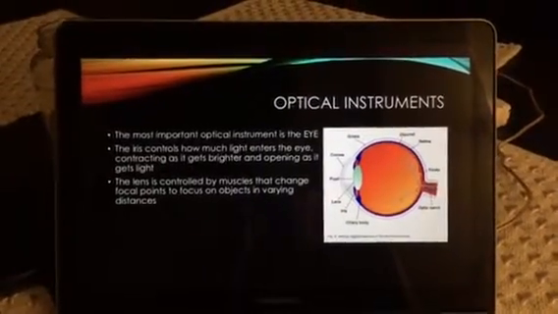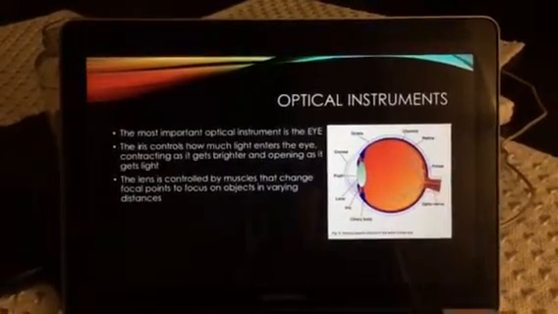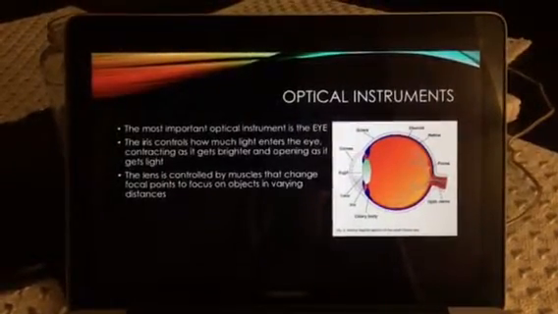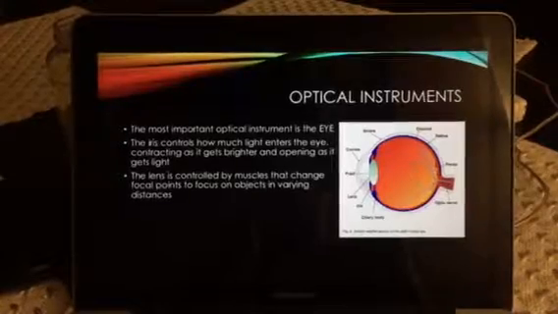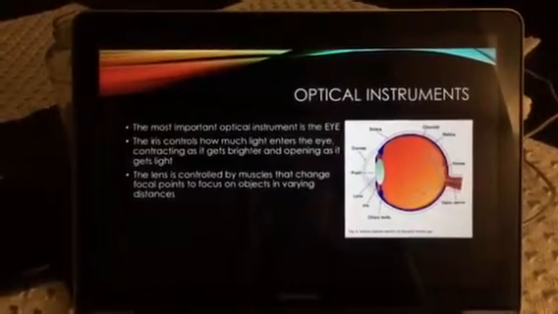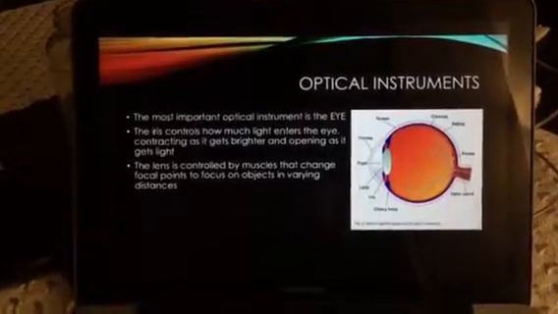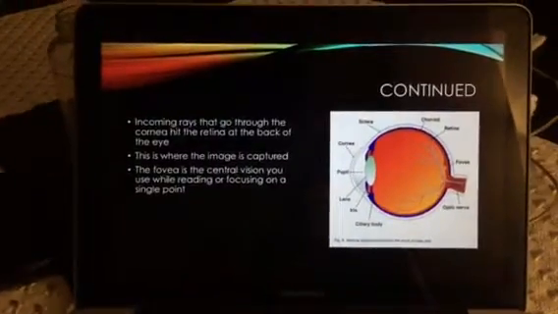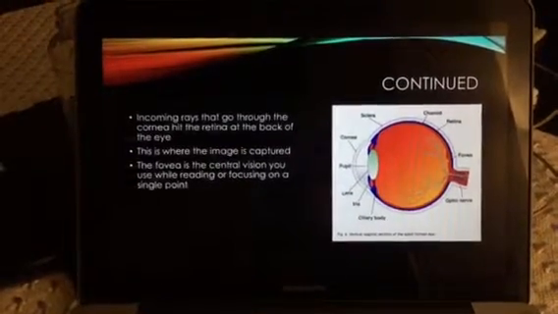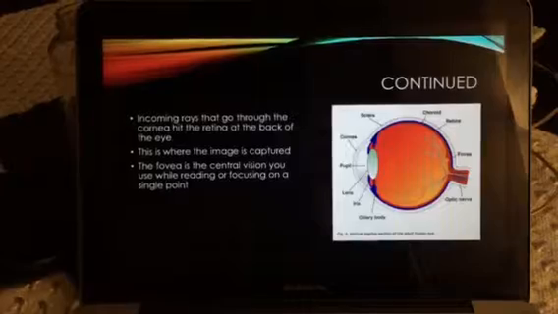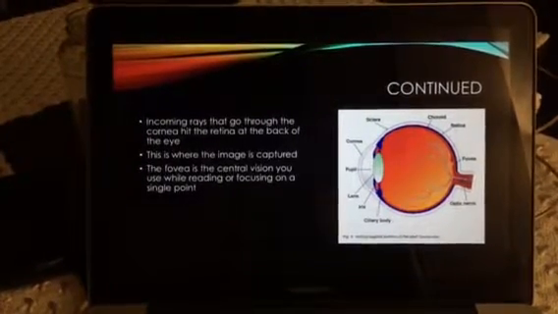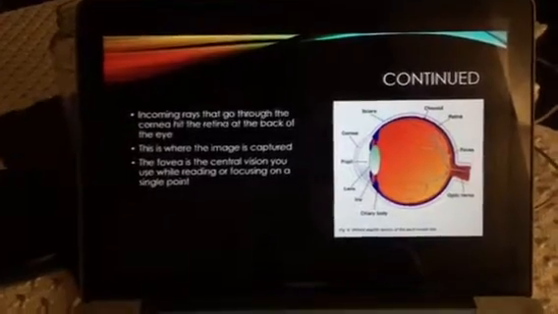Next, the lens is controlled by muscles that change focal points to focus on objects at varying distances. So your lens is what determines what you can see and how you see everything based on distance and such. Incoming rays that go through the cornea hit the retina at the back of the eye, and this is where the image is captured. The fovea is the central vision you use while reading or focusing on a single point.